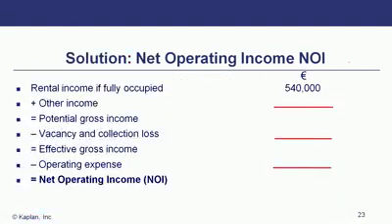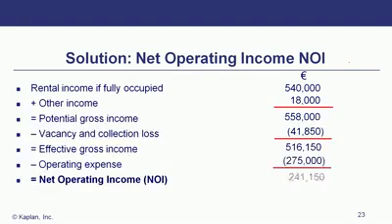So plugging all this in, if you take the 1,500 euros times 30 units times 12 months in a year, that gives you 540,000. Then we have the gym memberships. So add all that together, and that's going to give us 558,000. 7.5% of that is 41,850. So potential gross minus our vacancy and collection gives us an effective gross of 516,000.